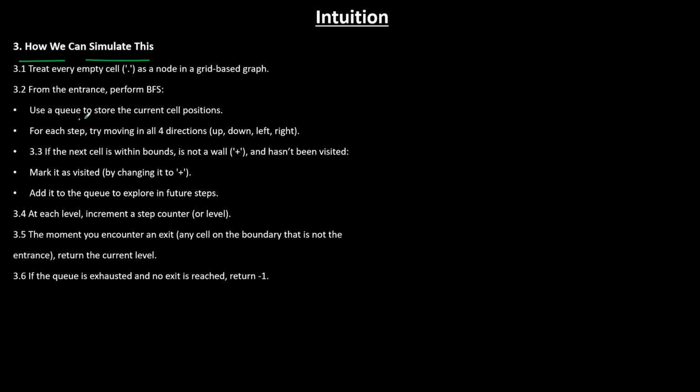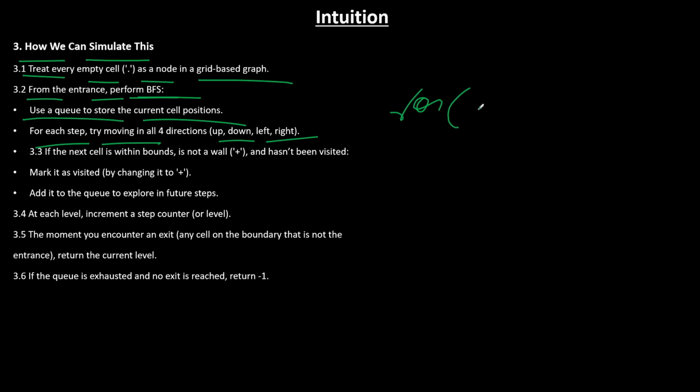Now how we can simulate this, okay? We treat every empty cell as a node in a grid-based graph, fine. From the entrance, we perform the BFS. We use a queue to store the current cell positions. For each step, try moving in the four directions, up, down, left, and right, fine. So for this, basically, you could give a for loop to go up, down, left, and right, okay? And this will be within the while loop of the queue, while the queue is not empty.